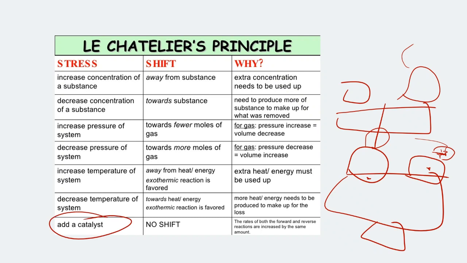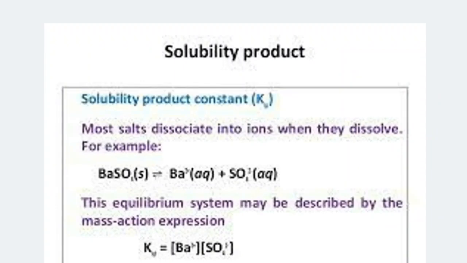Now, this is the special one. With a catalyst, there's no shift. And the reason why there's no shift is because we're not really using up one of the substances in there. So the only purpose of a catalyst in there is to speed up the reaction. It's not really doing anything with the concentration, with the pressure, and temperature.